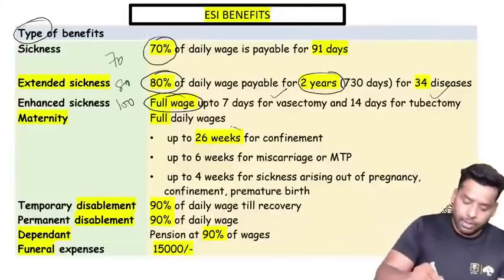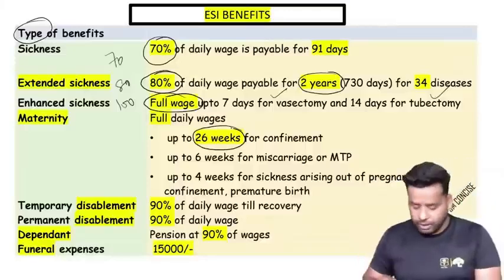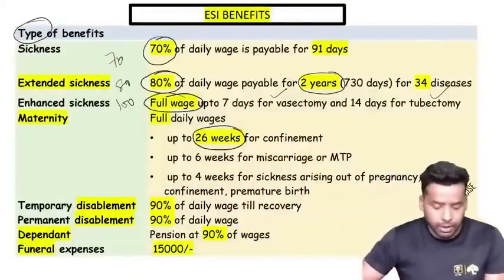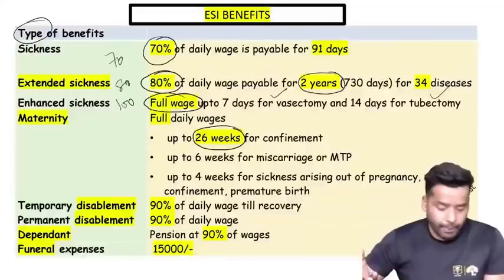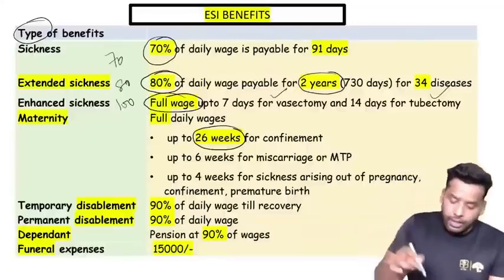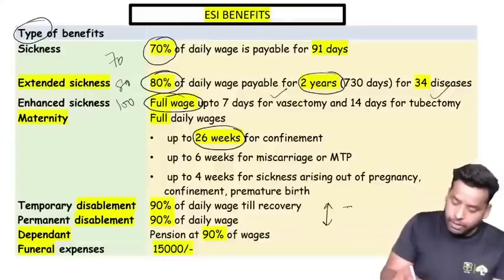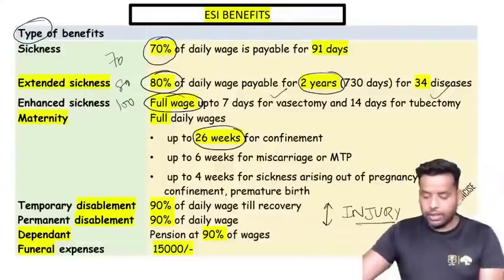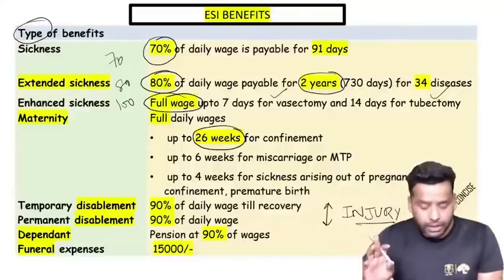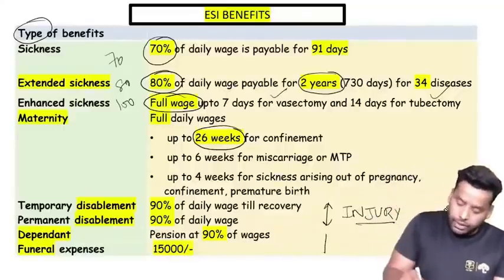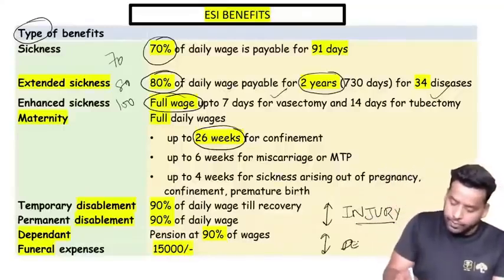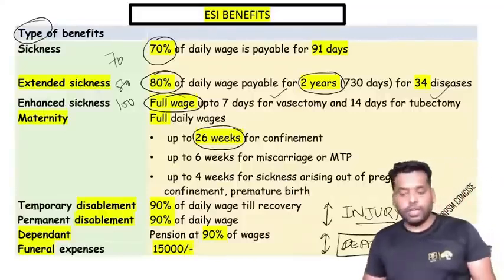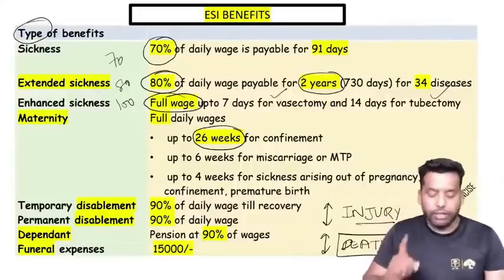Then comes maternity benefit. How much is the leave for maternity benefit now? Answer my question. 26 weeks. Any injury will be covered under disablement benefit, 90%, either temporary or permanent, 90%. After death, they get pension, that is dependent benefit.